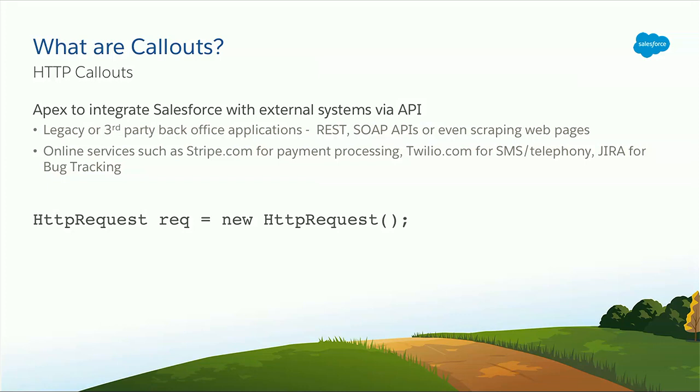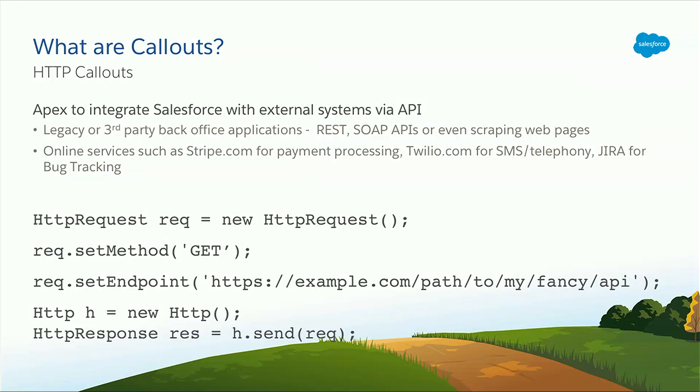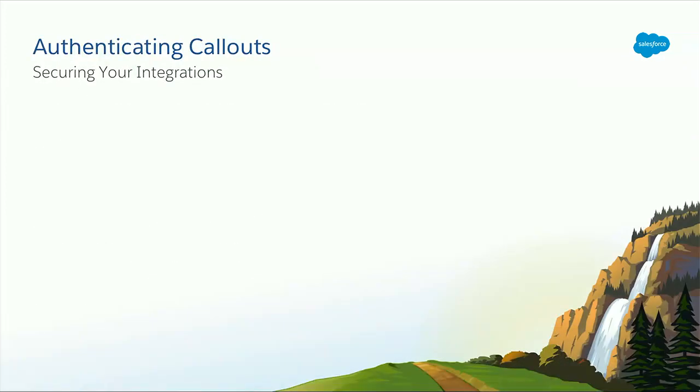You simply start off by initiating an HTTP request. You set the method for the HTTP request, whether it's a GET, POST, etc. Set the endpoint, in this case, going to my fancy API. And then you send the request, get the response, and you can process that how you will, whether it's successful or failing. But this example was a little bit too simple.